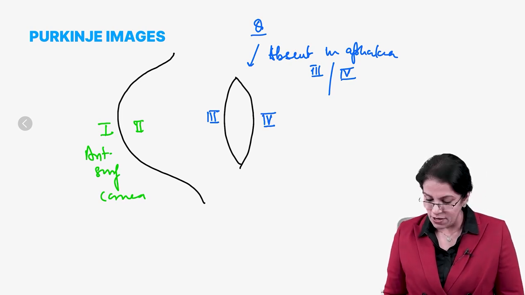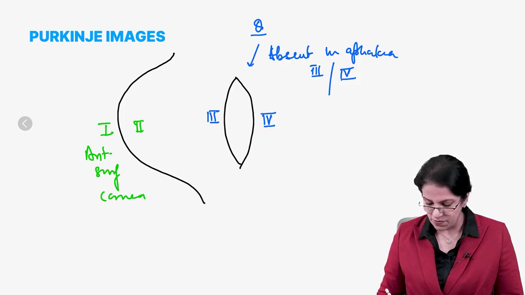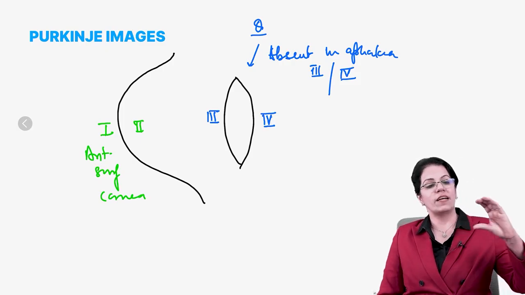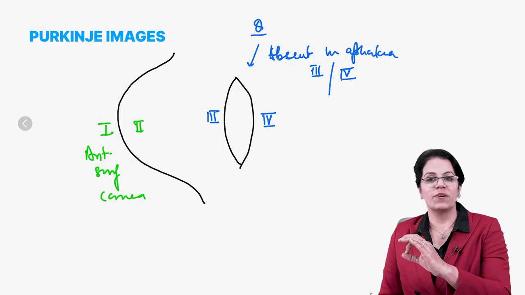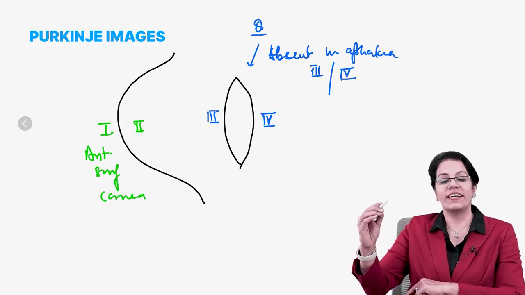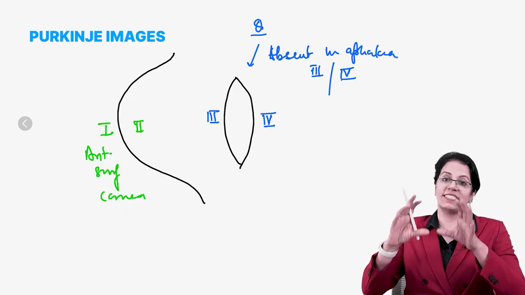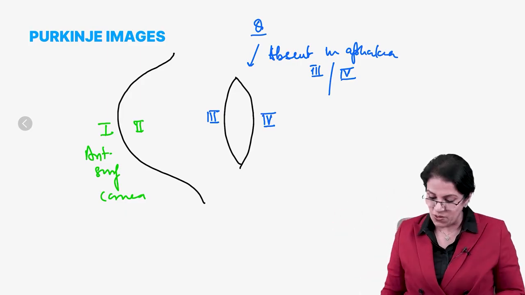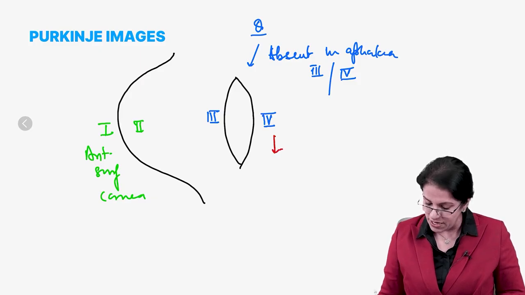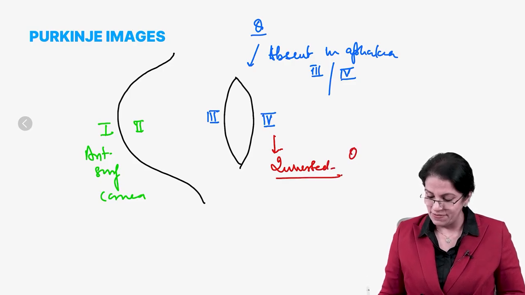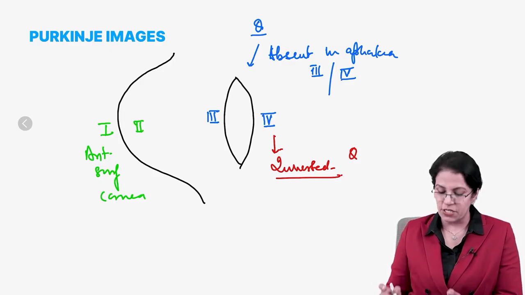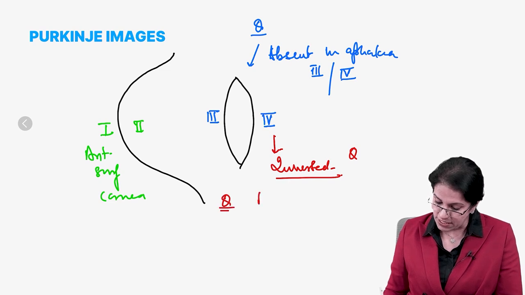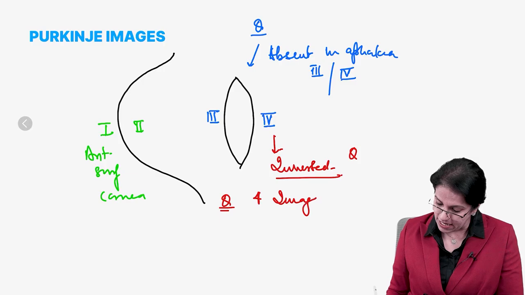The next question is, which image is inverted? We all know this. You remember we learned together how parallel light rays fall on the cornea and the lens. They bend at the nodal point, and at the nodal point the light rays cross, the image gets inverted, and it is the same inverted image which falls on the retina. So which is inverted? It is image 4. Image 4 is inverted. Then how many images are there in pseudophakia? If you're using an artificial lens, we will answer all 4 images. All 4 images are there in pseudophakia.